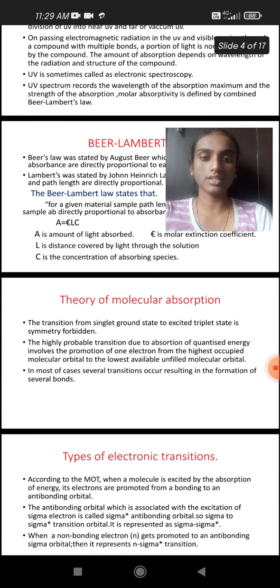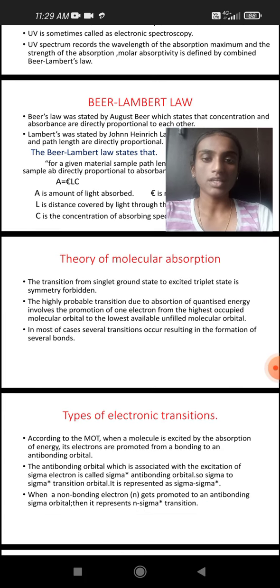And next one is the theory of molecular absorption. The transition from singlet ground state to excited triplet state is symmetry forbidden. The highly probable transition due to absorption of quantized energy involves the promotion of one electron from the highest occupied molecular orbital to the lowest available unfilled molecular orbital. In most cases, several transitions occur resulting in the formation of several bands.